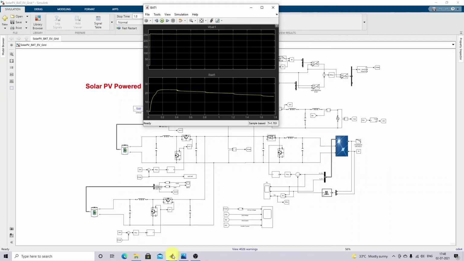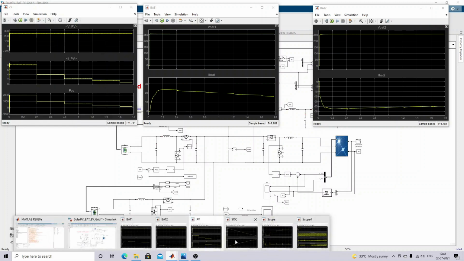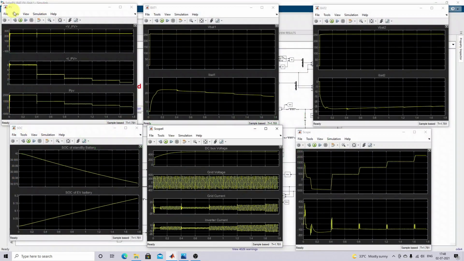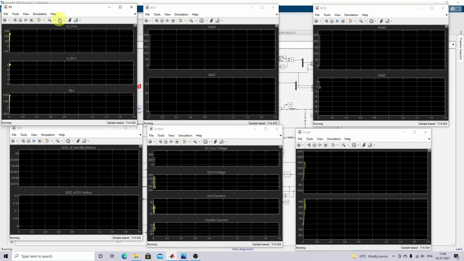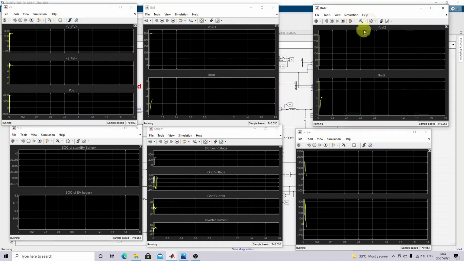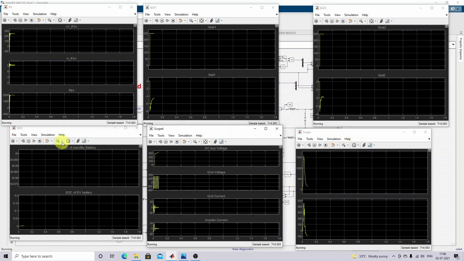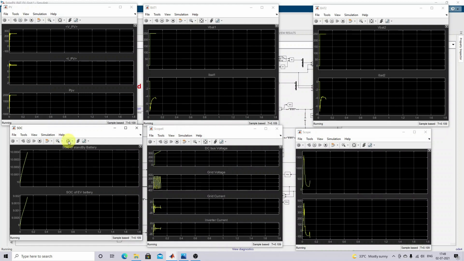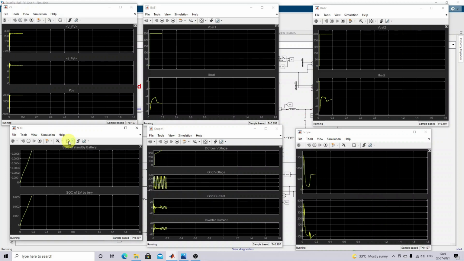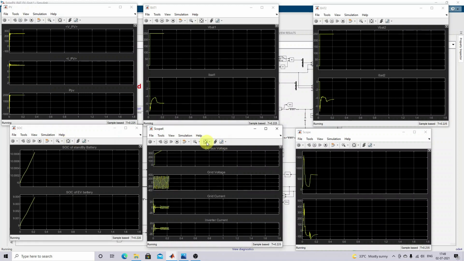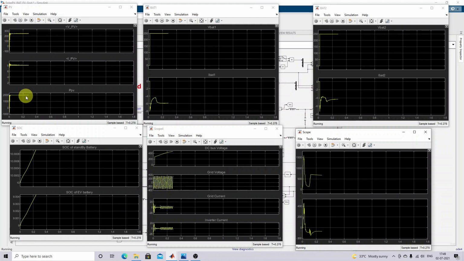Now I am going to simulate this model. We are going to check the performance of the solar powered EV charging station concept. You can see that the SOC of the standby battery and the SOC of the EV battery keep on increasing, because both go to charging mode, as both have around 10% SOC. Now we can see the performance of the grid side also. The grid is supplying the power, and solar PV is supplying the power to charge the standby battery as well as the EV battery.